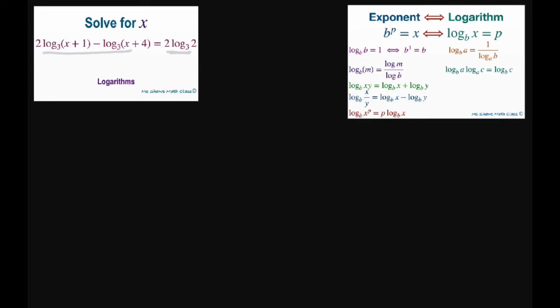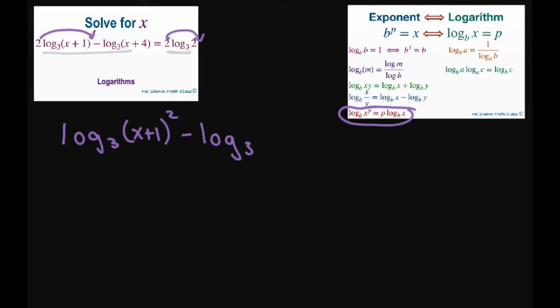The right-hand side is already a single log, but we're going to first use our power property for logarithms. What I'm going to do is take this 2 and move it here, and this 2, so that's going to help us condense our logarithms. This is going to give you log base 3 of x plus 1, and then you put the square there. The second term stays the same. And on the right-hand side of the equation, we're going to get log base 3 of 2 squared.